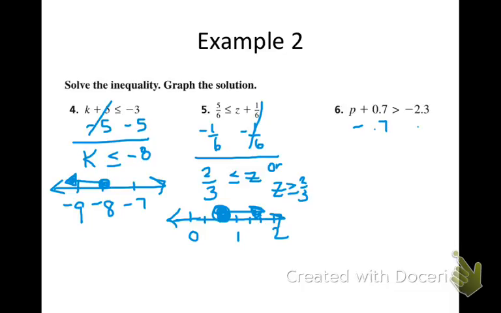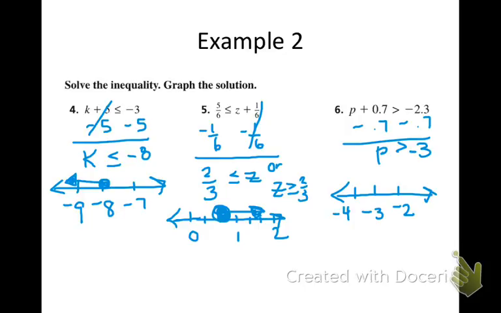Subtracting 0.7 from both sides will give us p is greater than -3. And it's a negative 3 because it was a negative 2.3 minus 0.7. And it's an open circle and it points to the right.